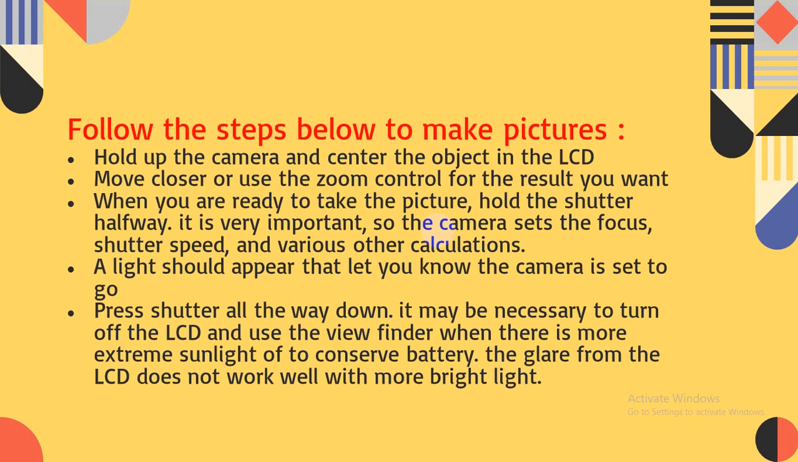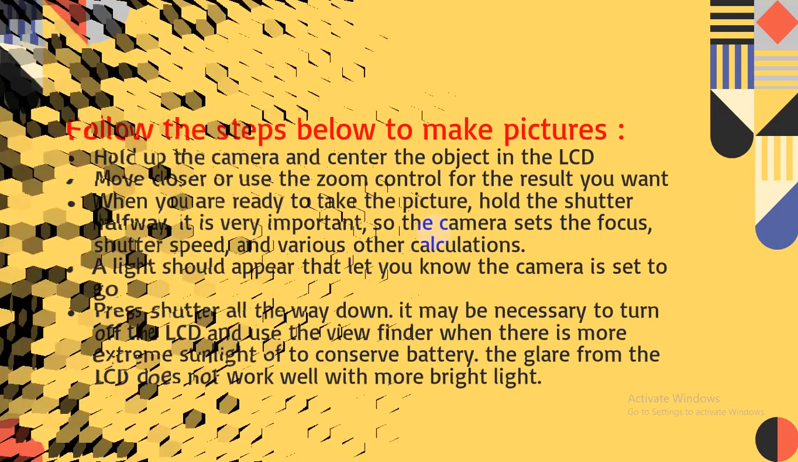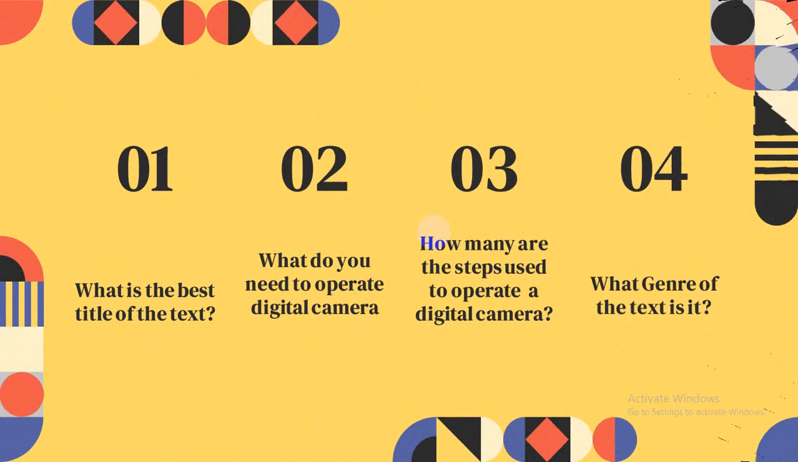Okay, I have already finished reading about how to use a digital camera. Now, I'm preparing some questions related with the text. There are 4 questions. Number 1 is what is the best title of the text. Number 2 is what do you need to operate a digital camera. Number 3 is how many steps are used to operate a digital camera. And the last one is what genre of the text is it. Alright, I give you time for answering.